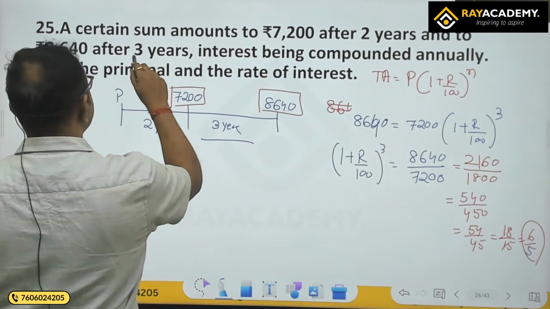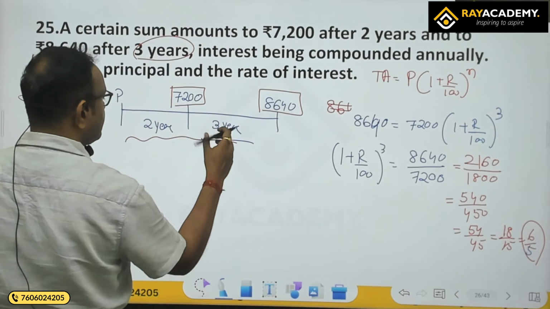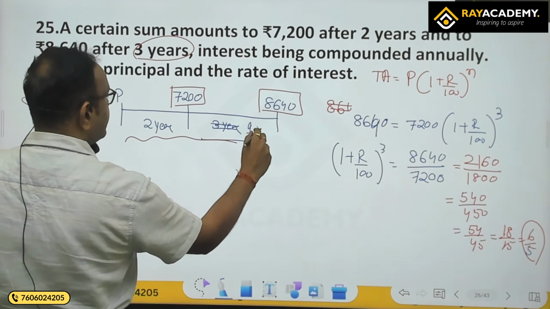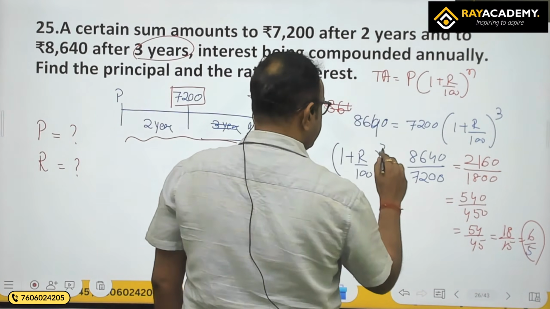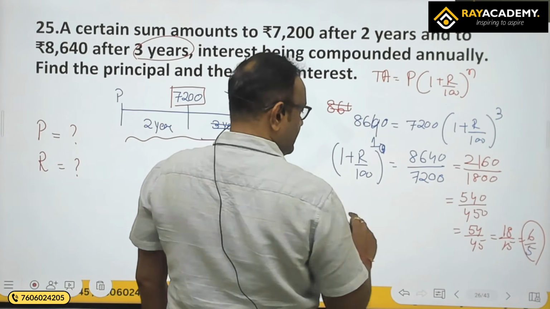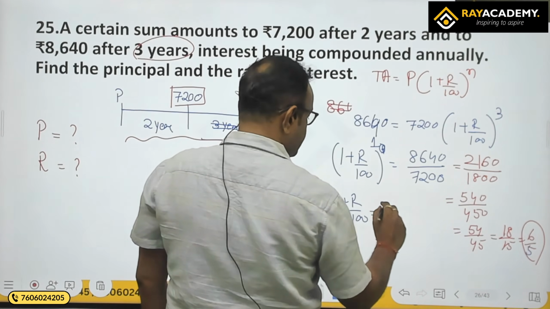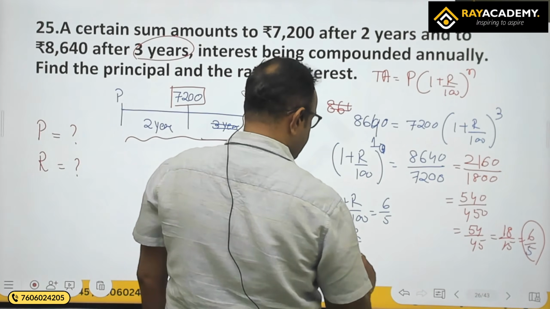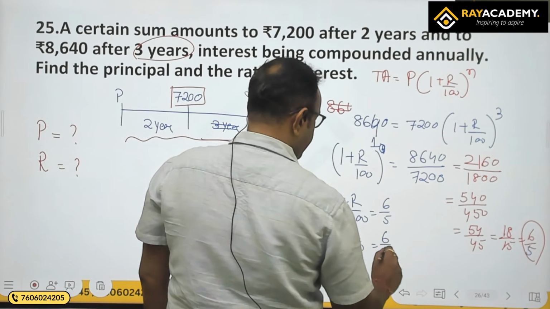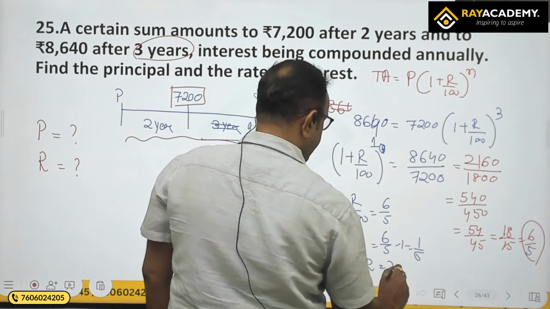Okay, I think this is not 3 years after 2 years. This is 3 years in total. Let's say it is 1 year. After another 1 year, it becomes 8640. If this happens, then everything is easy. 1 plus r by 100 equals 6 by 5. So r by 100 equals 6 by 5 minus 1, that is 1 by 5. So r equals 20.